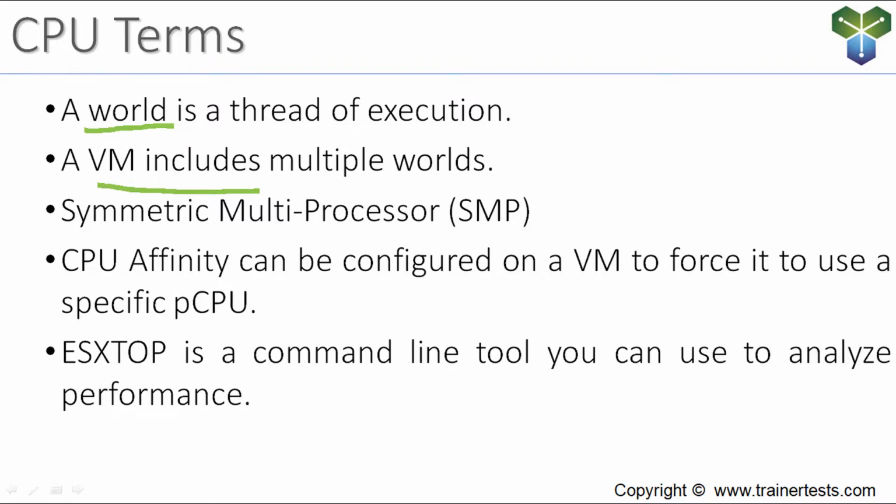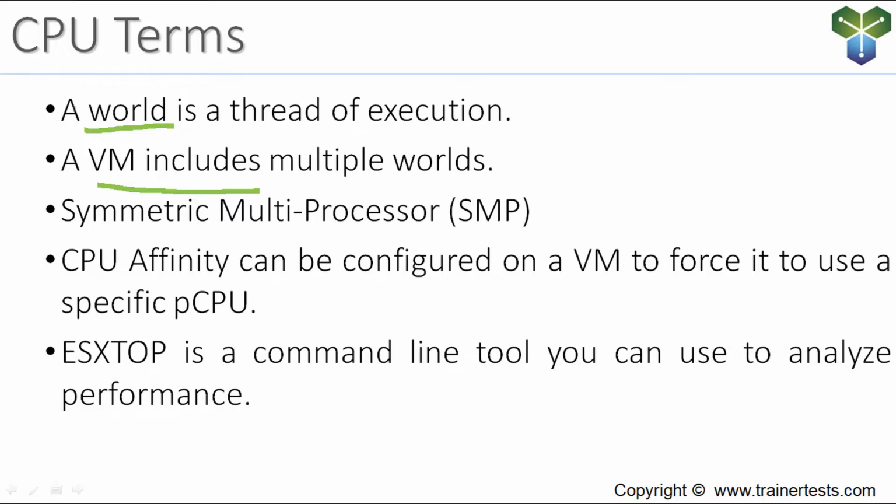The number of worlds per VM is really going to depend on the number of processors, but there's also a world for displaying the mouse, keyboard, and screen. There's another world for the virtual machine monitor. So these are basically just processes that run for each virtual machine. And there's also worlds that are unrelated to virtual machines, like worlds for functions such as vMotion. So the worlds are basically just processes that my ESXi host is running.